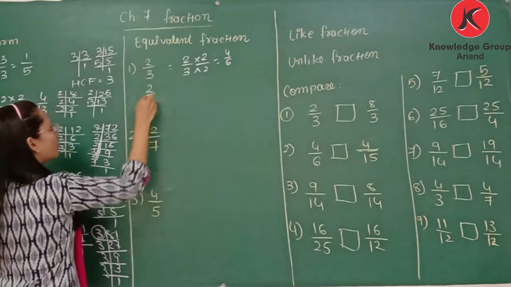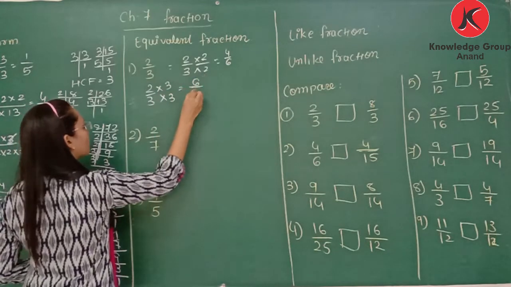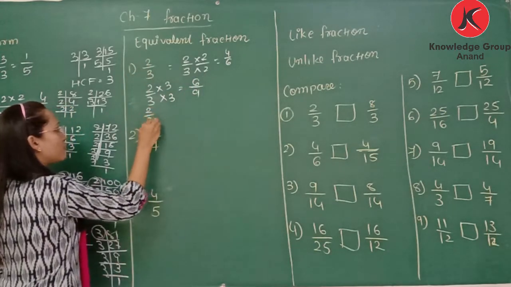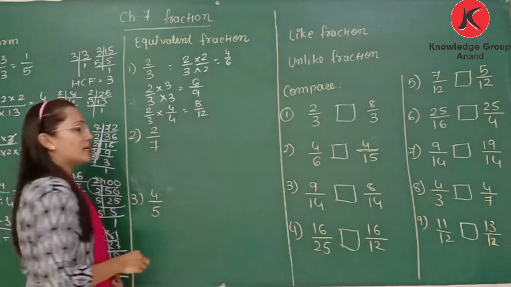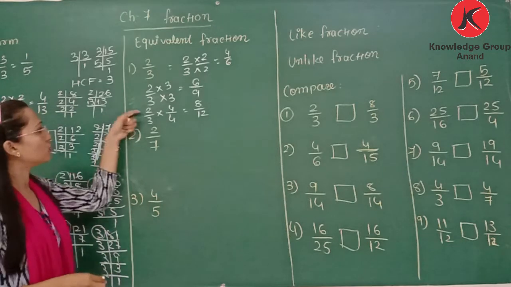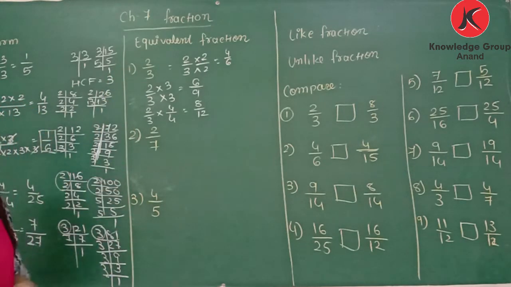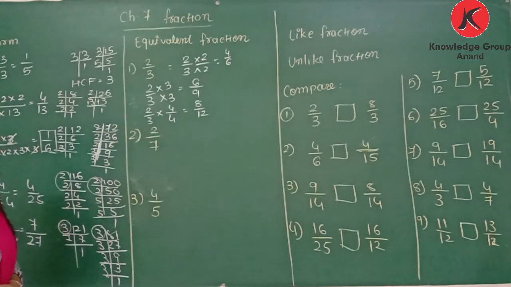Let's multiply with 3 by 3. So we will get 6 by 9, that is equivalent to 2 by 3. Now multiply with 4 by 4. So we will get 8 by 12, that is also an equivalent fraction to 2 by 3. You can also find more examples. Here I only found 3. You can also find 5 or 6 equivalent fractions.